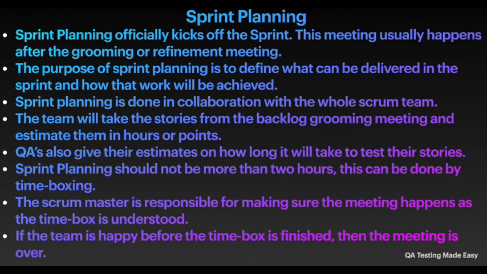The team will take the stories from the backlog grooming meeting and estimate them in hours or points. Remember one thing. In grooming meeting, the team does not estimate stories. Refinement meeting, grooming meeting is to break down the stories into smaller tasks. Sprint planning is to estimate them in hours or points. QAs also give their estimates on how long it will take to test their stories.